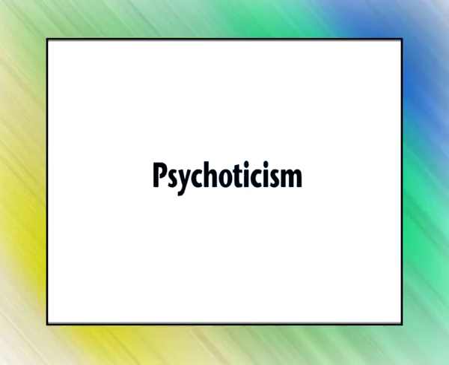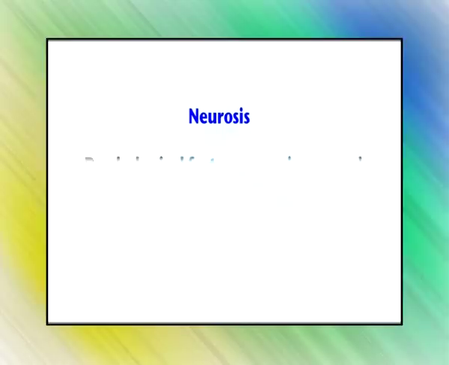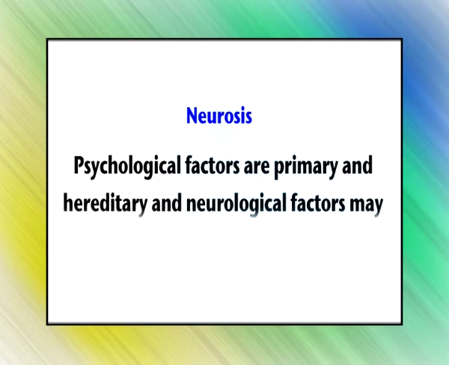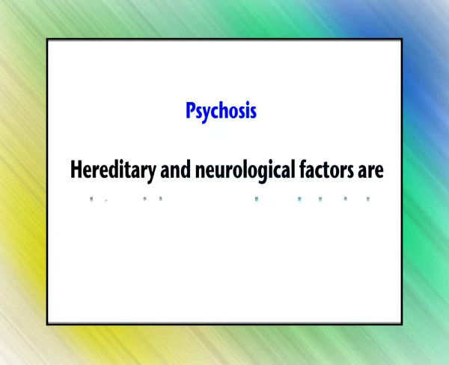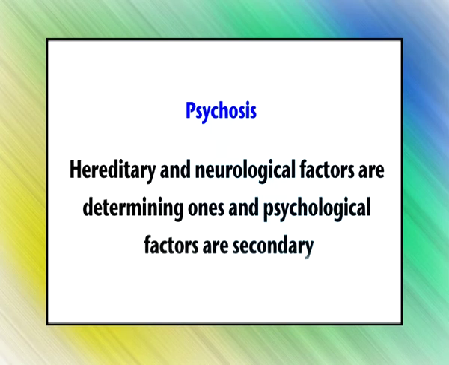On the other hand, an emotionally stable person is calm, even-tempered, carefree, and thoroughly reliable. Psychoticism. Psychoticism was identified as a general factor in addition to introversion and extroversion. Neuroticism and psychoticism were reported to be different in symptoms. In neurosis, psychological factors are primary and hereditary, and neurological factors may or may not be important. While in psychosis, hereditary and neurological factors are determining ones and psychological factors are secondary.